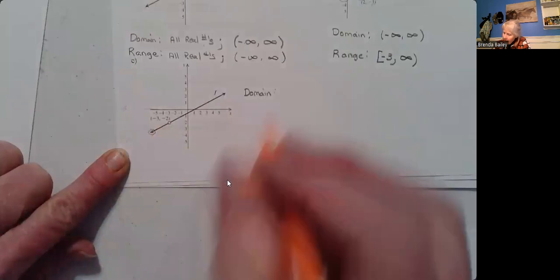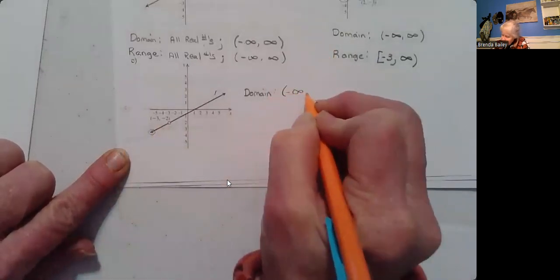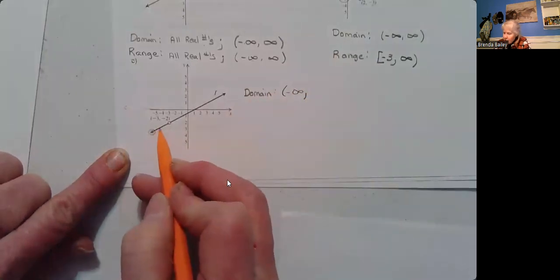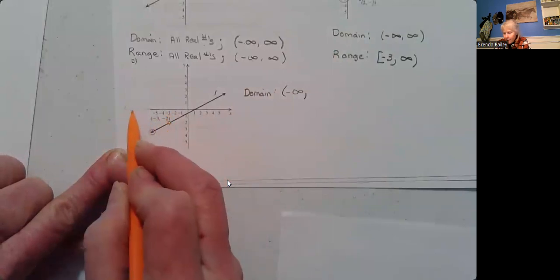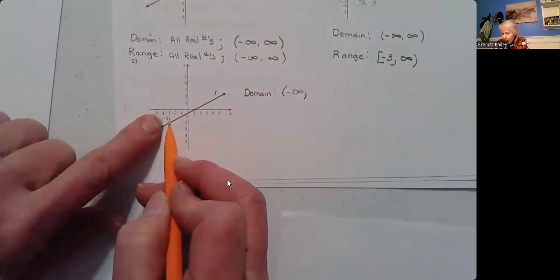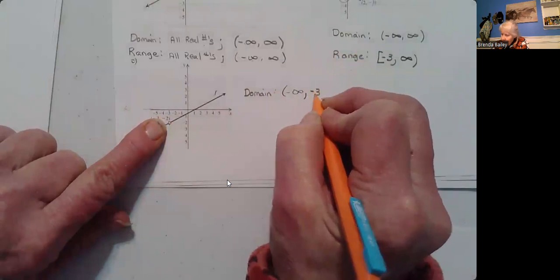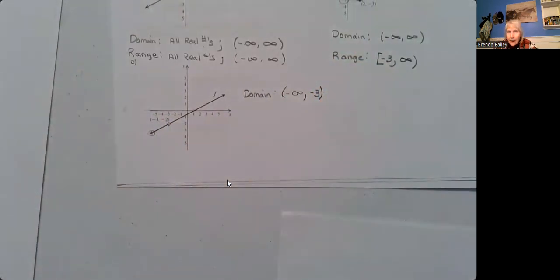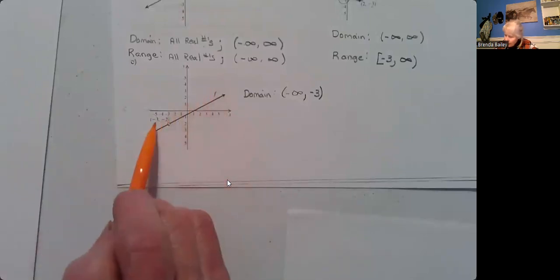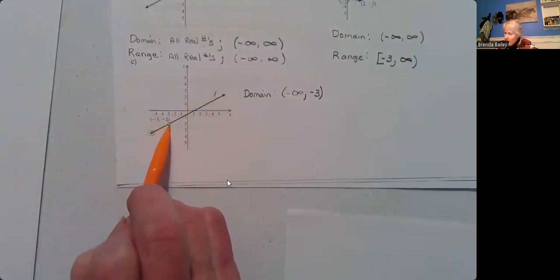So we're going to go -infinity. But it stops here when x is a -3. So you have a -infinity to a -3, and then it stops. It's broken. And then I'm going to use a parentheses because the -3, it's the x coordinate. I'm looking at the x's only. The -3, that open circle means it's not included.